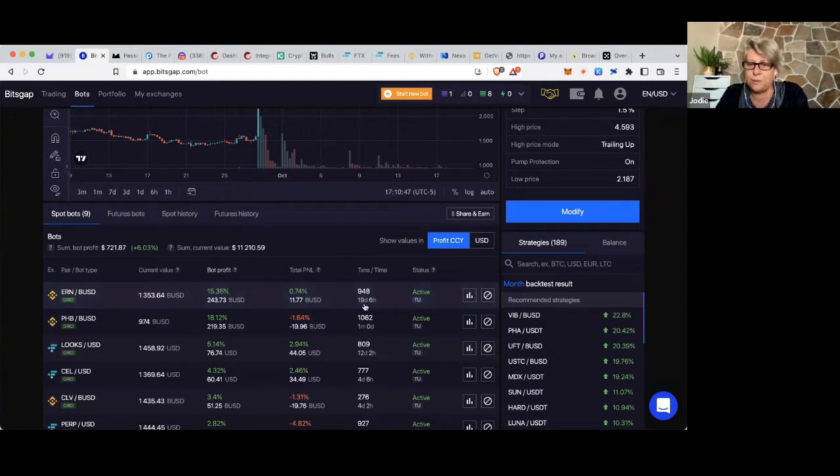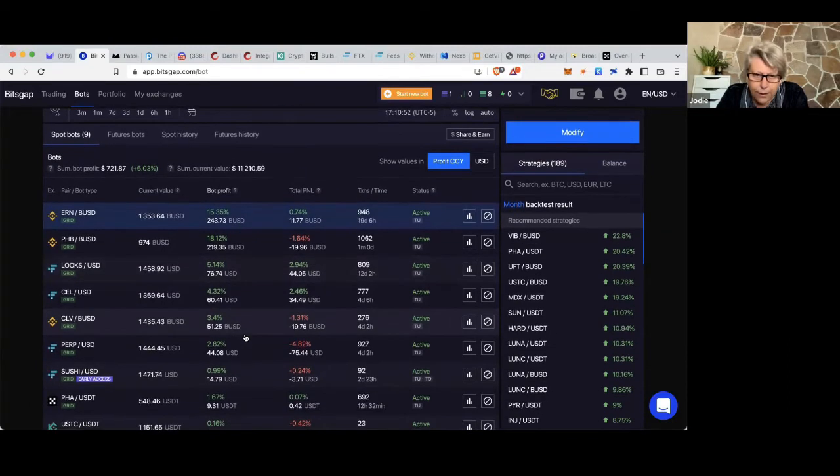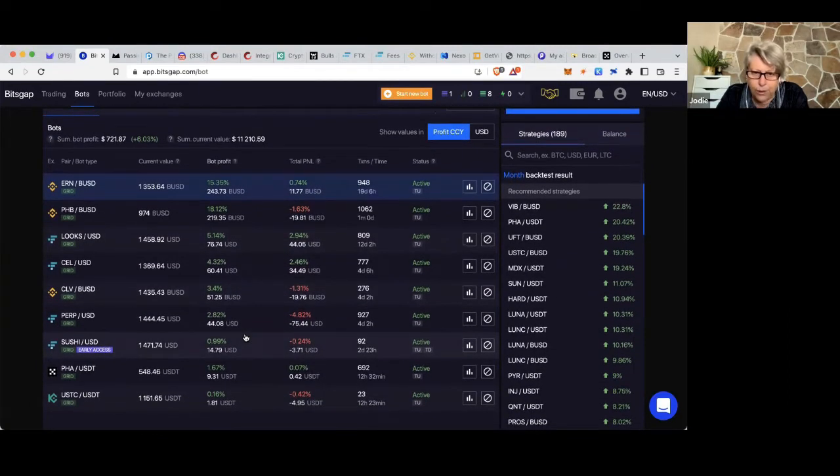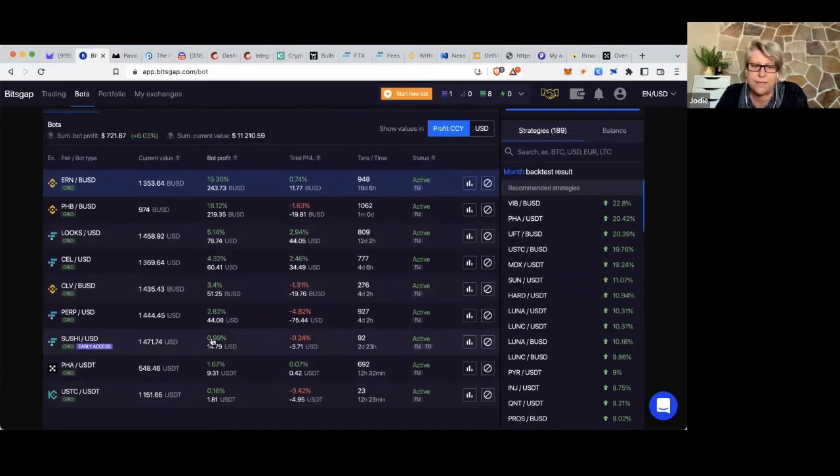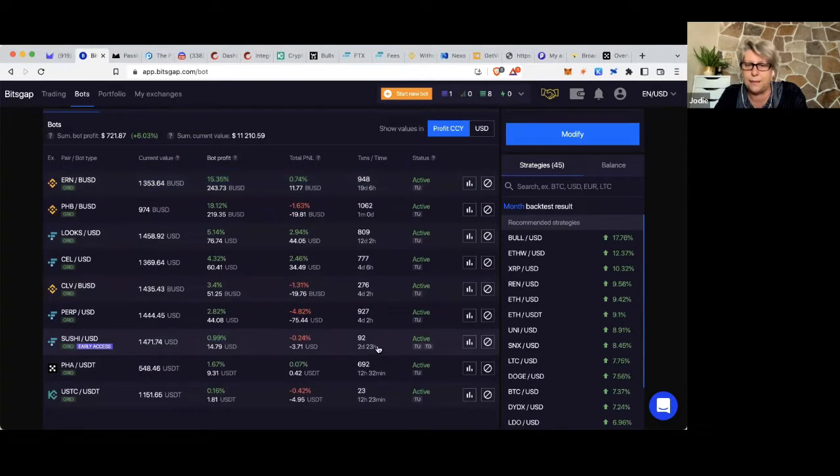Now, considering that this one's only been running for 19 days, I had a bot here. Let me just see if I can find it where it was really close to being that daily thing. Or just even say this one, the sushi one. So I'm at 0.99. So I'm almost at 1% in almost 3 days. So I can kind of glance at that and go, oh, well, that's going to be about 0.3 a day. That's how that one's rolling out.